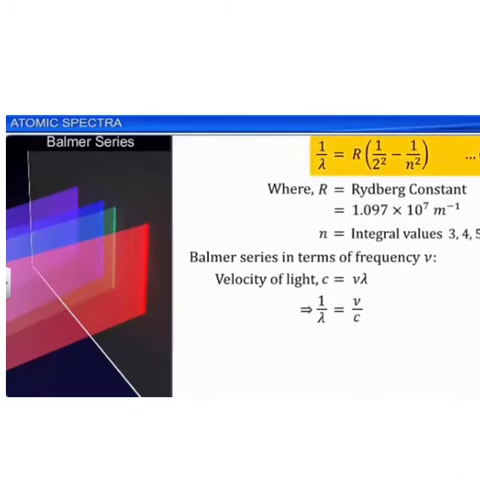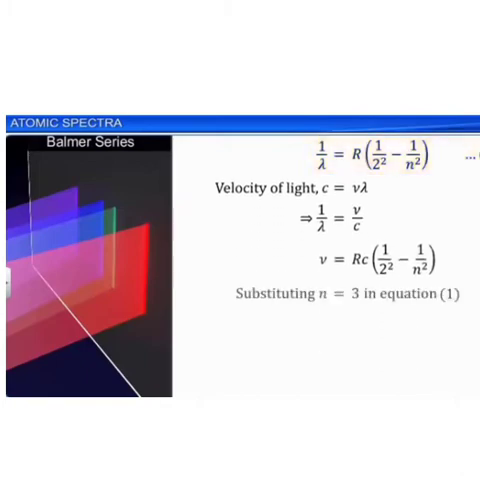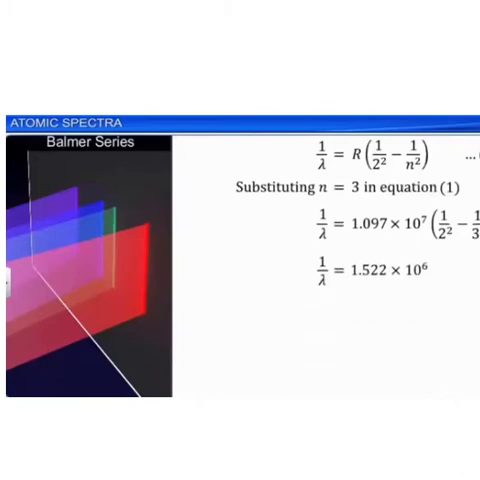Substituting n equal to 3 in equation 1, we get 1/lambda = 1.097 × 10^7 × (1/2² − 1/3²). This is equal to 1.522 × 10^6. Thus, lambda is equal to 6563 angstrom or 656.3 nanometer. This is the wavelength of the H-alpha line of the Balmer series in the red of the visible region.